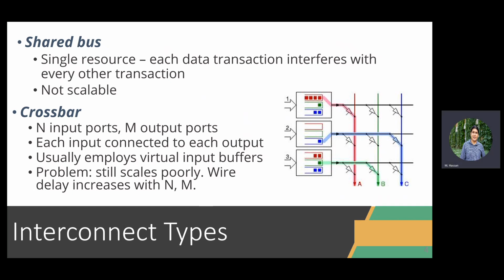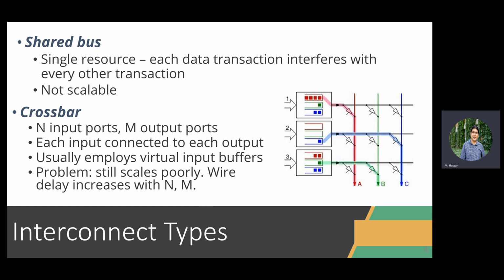As you can see right now, multiple transactions can go in parallel. For example, I can go from 1 to A. If you think I go through all these wires, simultaneously, I can go from 2 to C because they never interfere with each other. They don't share any single link. Simultaneously as well, I can go from 3 to B. So I can have multiple transactions on the same cycle without interference. So crossbar is more scalable.